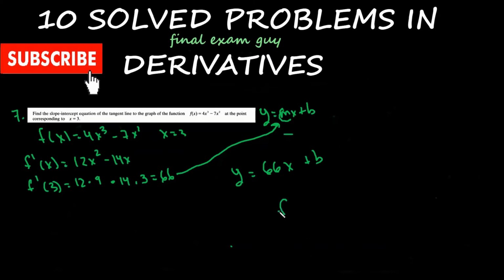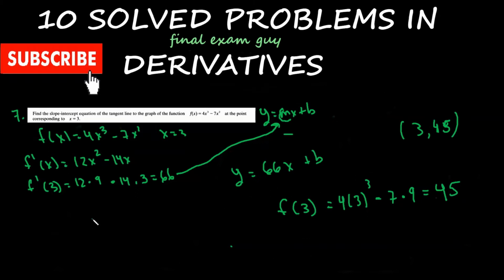So if I plug that x into our original function, you'll get 4 times 3 cubed minus 7 times 9. And this will give you 45. So our point is (3, 45). And now I have my slope-intercept formula. I can plug in and solve for b.